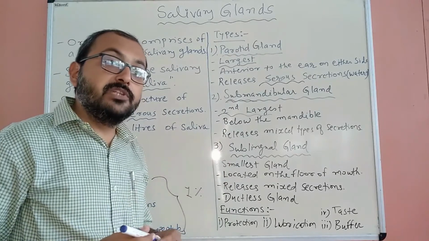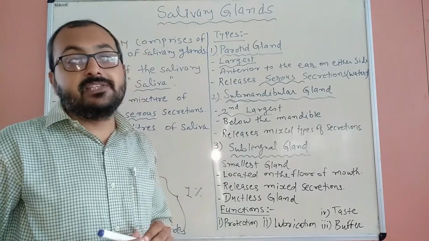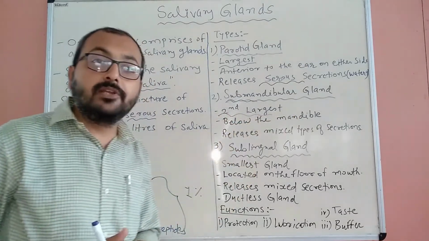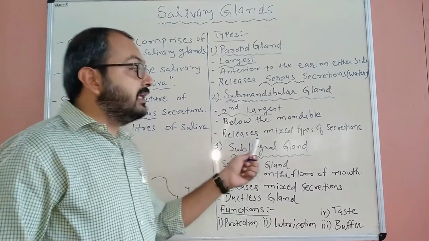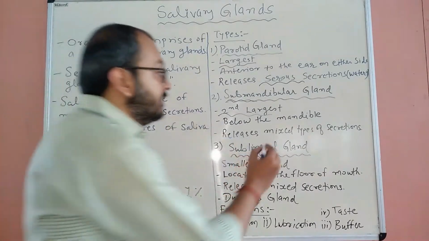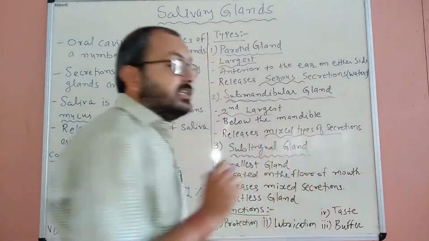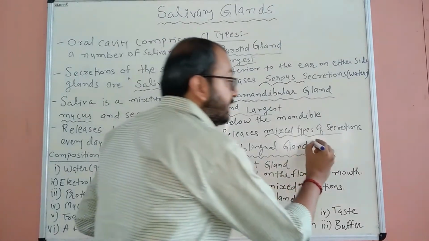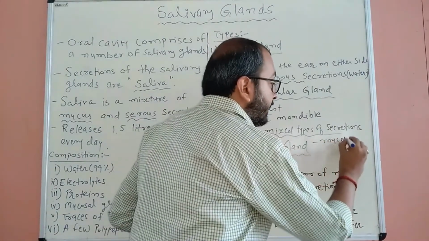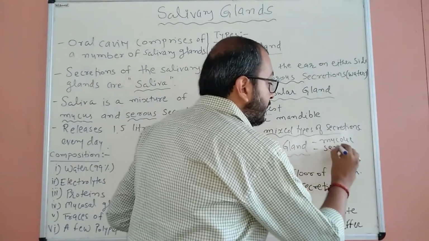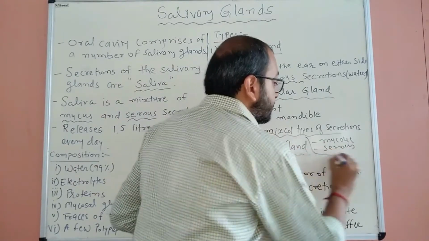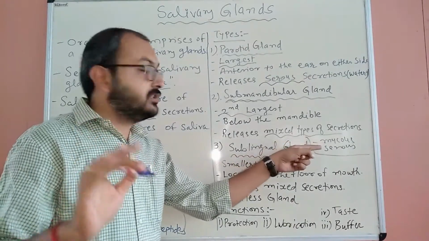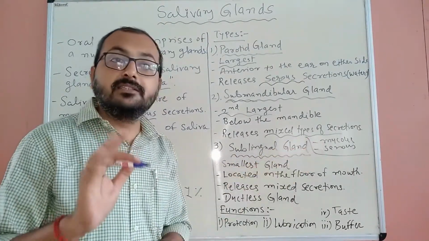Next again, which type of secretions can be seen? In the case of the submandibular gland, there will be a release of mixed types of secretions, and that mixture may include both mucus as well as serous. There will be a composition of mucus as well as serous.